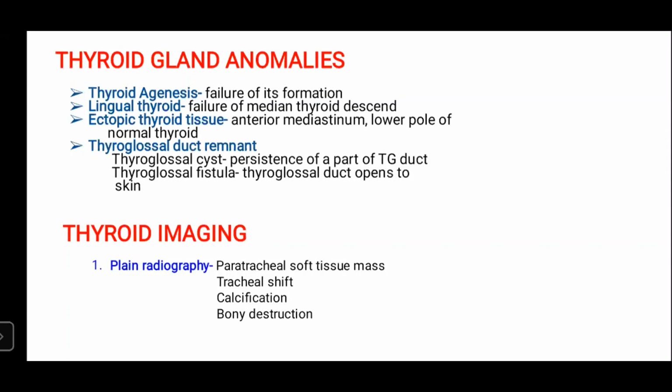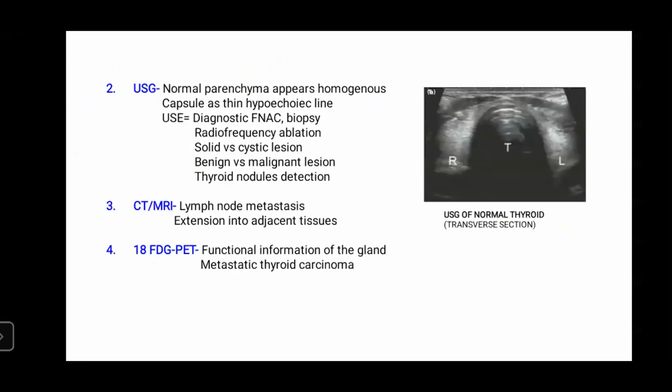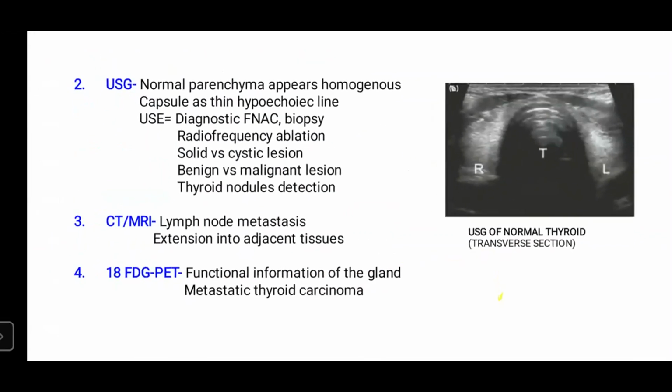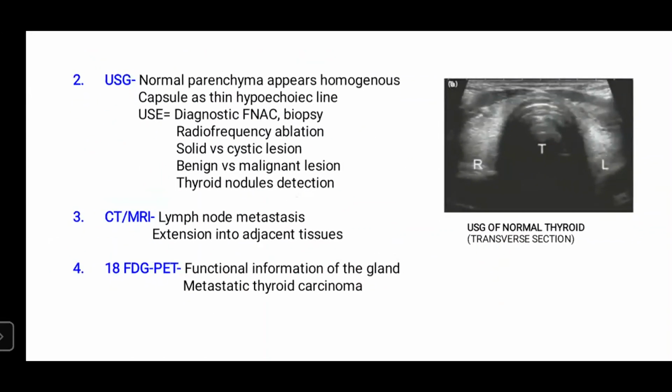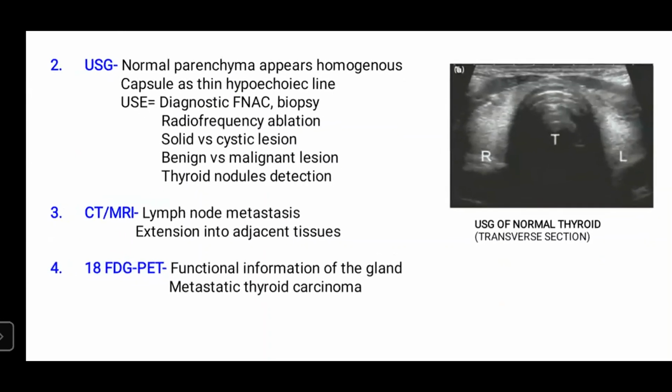Thyroid imaging. We can do plain radiography, which shows paratracheal soft tissue mass, tracheal shift, calcification or bony destruction. On ultrasound, normal parenchyma appears homogeneous. This is the normal thyroid ultrasound, transverse section. The capsule is hypoechoic and appears as a hypoechoic line.